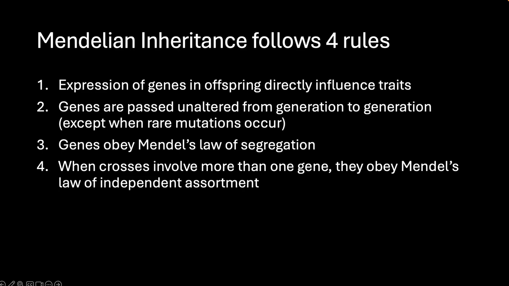1. Expression of genes in the offspring directly influences their trait. 2. Genes are passed along unaltered from generation to generation, except of course if a mutation were to occur. 3. Genes obey Mendel's law of segregation, meaning only one parental copy from each parent is inherited. And finally, 4. When more than one gene is involved, they obey Mendel's law of independent assortment.